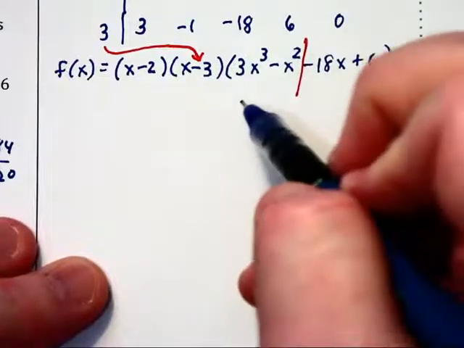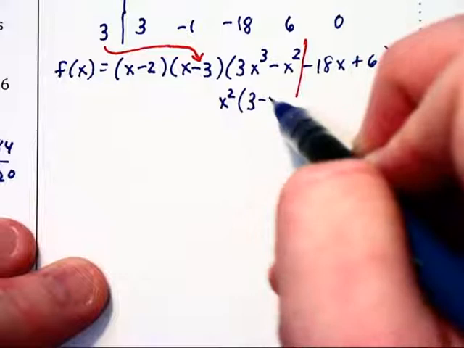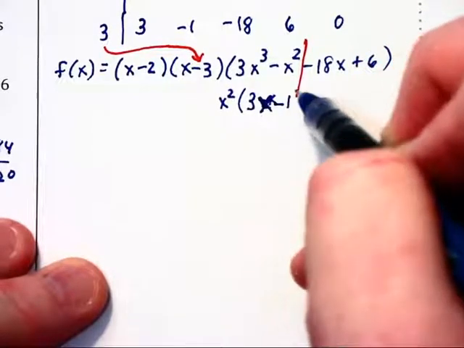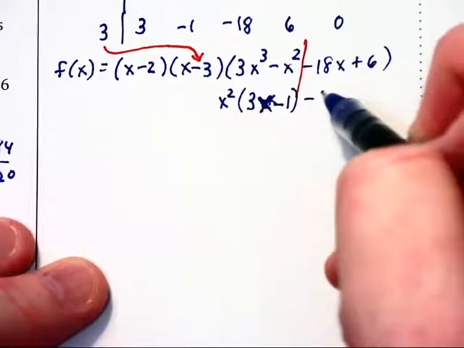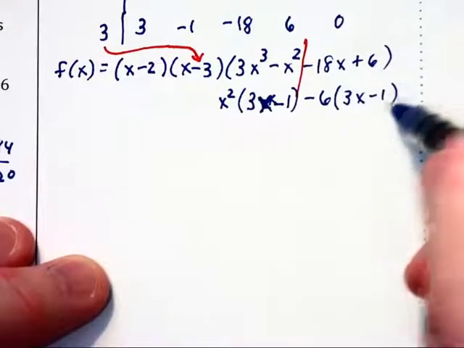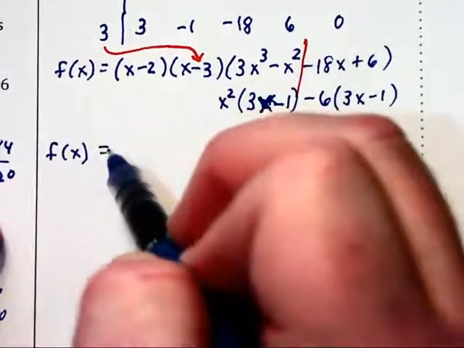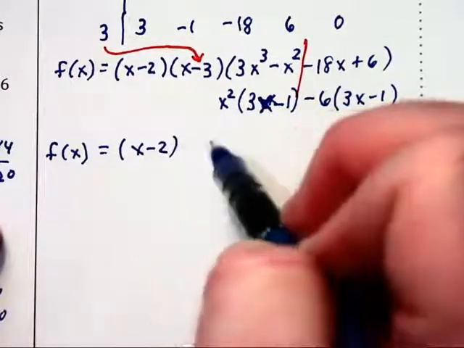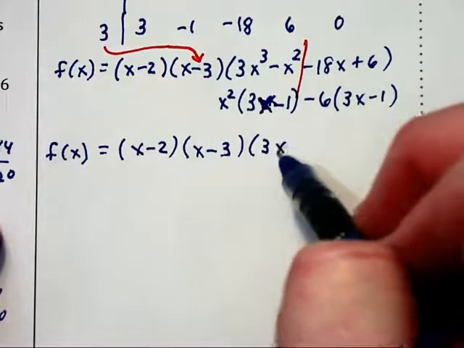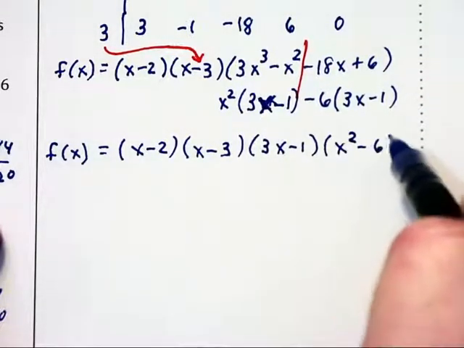I'm going to factor an x squared out of the first two terms, and be left with 3x minus 1. And I'm going to factor out a negative 6 from the second two terms and get a 3x minus 1 again. And that means that f of x can be factored into x minus 2 times x minus 3 times 3x minus 1 times x squared minus 6.